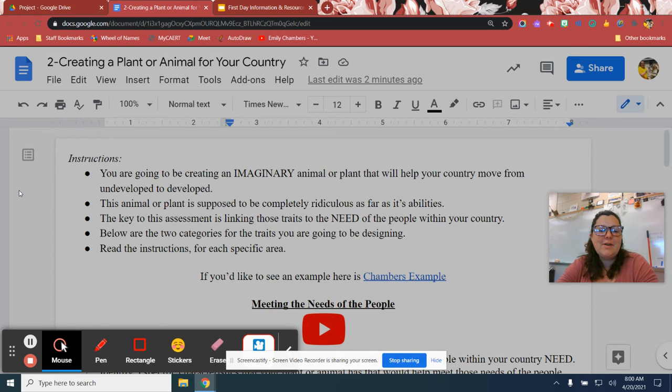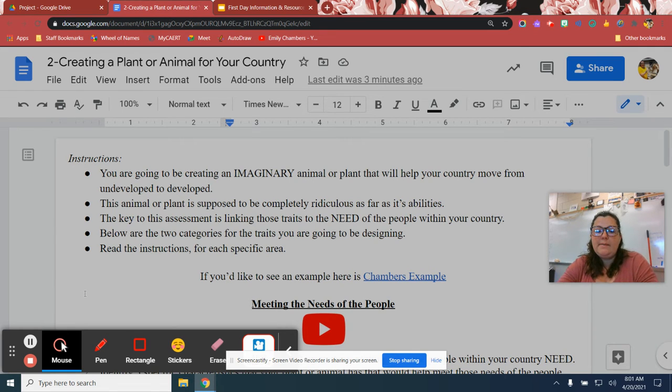Okay, guys, we're going to talk about creating a plant or animal for your country activity. So here's your instructions. Some key things to remember: you're creating an imaginary animal. This is not a realistic animal. In years past, people have gotten really stuck on taking two animals and merging them together or something similar to that. Don't get stuck on that. This animal is completely imaginary, does not exist, outrageous, whatever you can think of, okay?